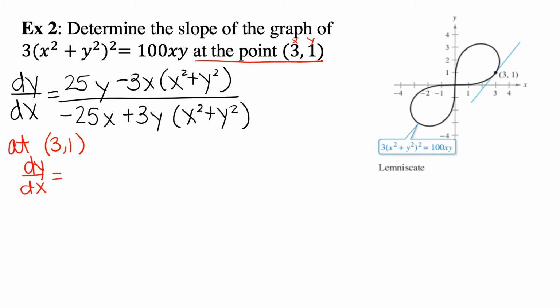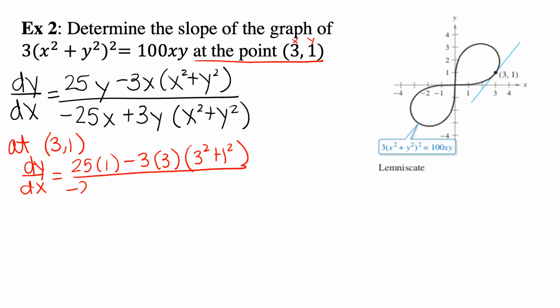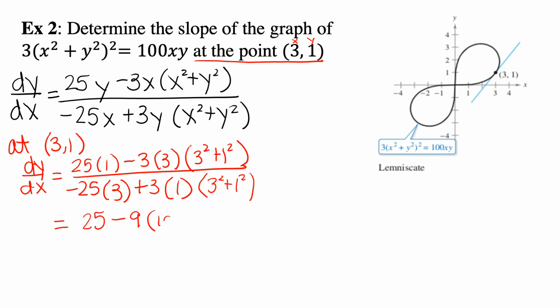the derivative is equal to, plugging in our x and our y, 25 times 1 minus 3 times 3, times 3 squared plus 1 squared, over negative 25 times 3 plus 3 times 1, times 3 squared plus 1 squared. Simplifying this just a little bit, 25 times 1 gives us 25, minus 3 times 3 is 9, and 3 squared plus 1 squared is just 10, over negative 25 times 3 is negative 75, plus 3 times 10.